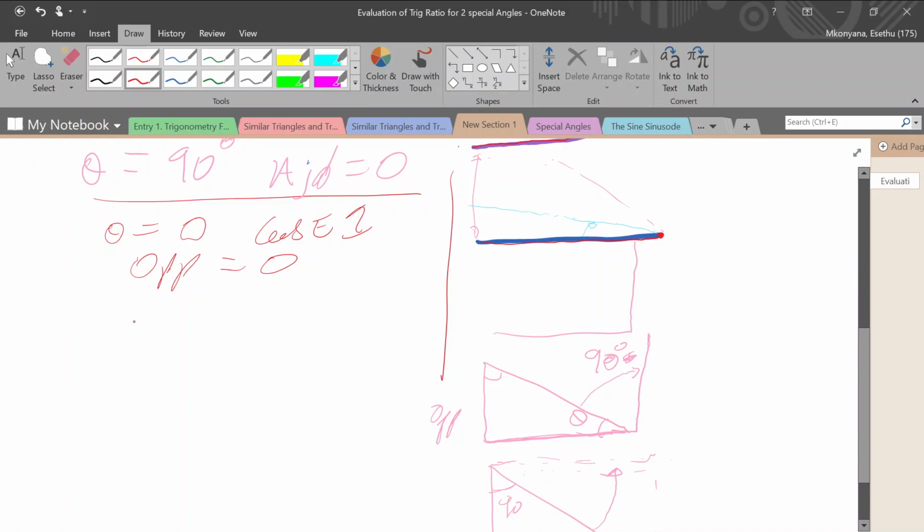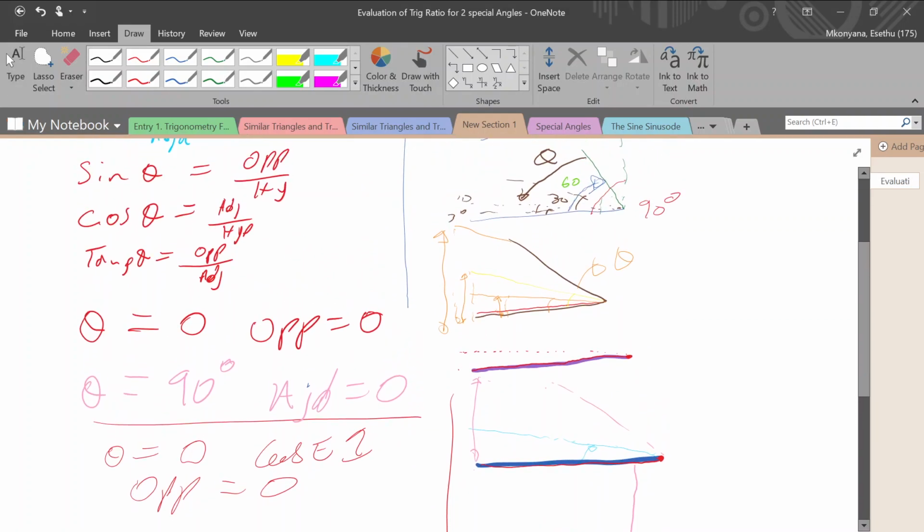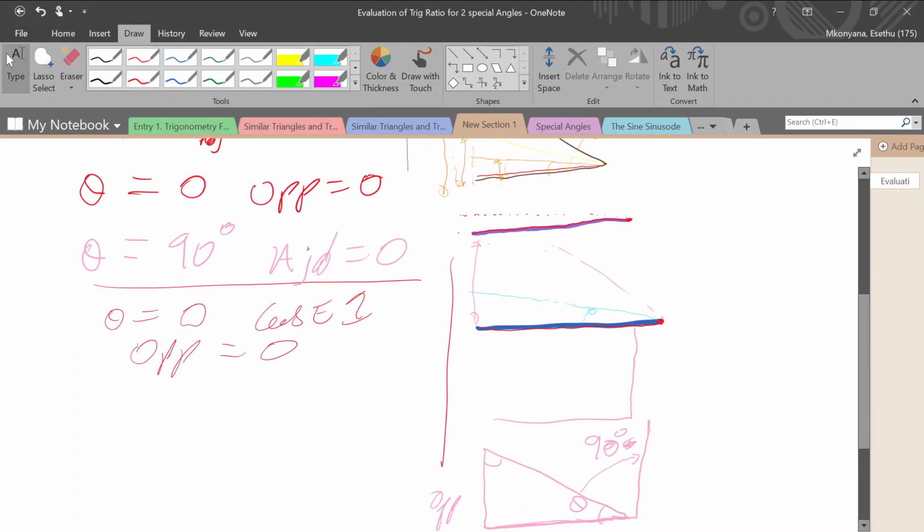And then what's going to happen is that when we take the sine of 0, remember, our angle now is 0. So it's sine of theta, but theta now is 0. So we're saying sine of 0 is equal to opposite over hypotenuse, but our opposite is what? It is 0. So it's 0 over hypotenuse.